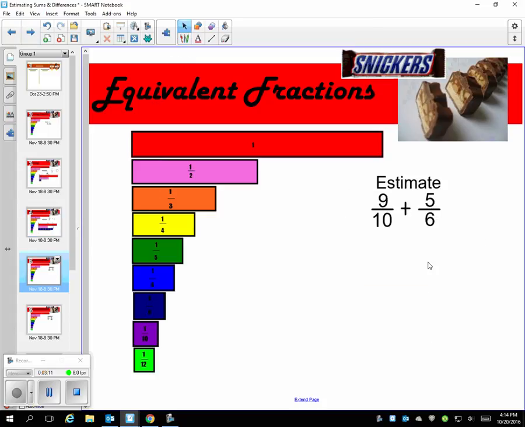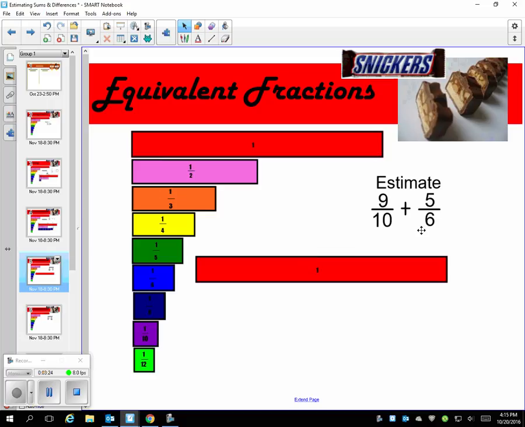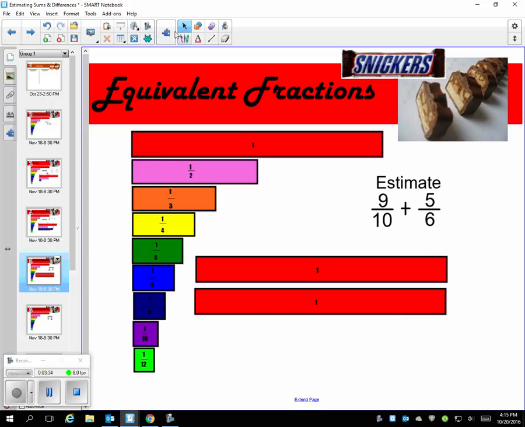All right, now we're going to estimate some addition. So 9/10, would you say that is closer to 0, to a half, or to a whole? Well, I'm going to say that's closer to a whole, right? 5/6, what is that close to? Yeah, 6/6 would be 1 whole, so 5/6 is going to be closer to 1 whole also. So if we were to estimate what 9/10 plus 5/6 is, our answer is going to be close to 2 wholes. Okay, let's model another one.